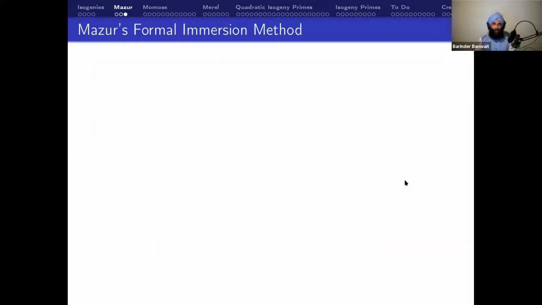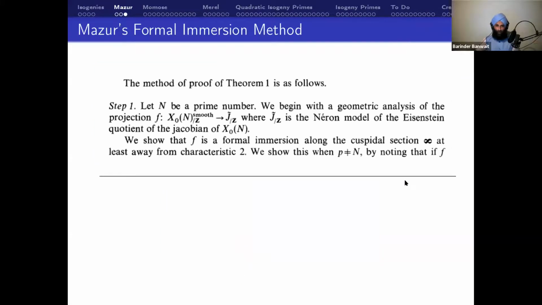And I want to highlight one ingredient of Mazur's proof. So it's actually step 1 in his 4-step approach.